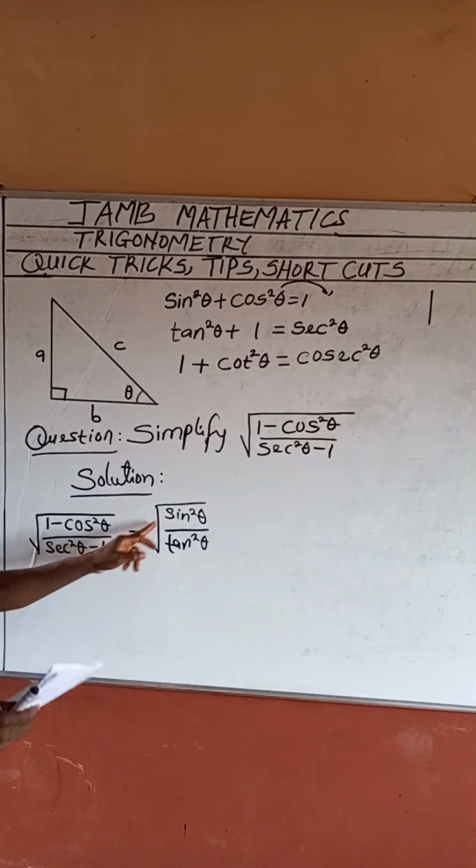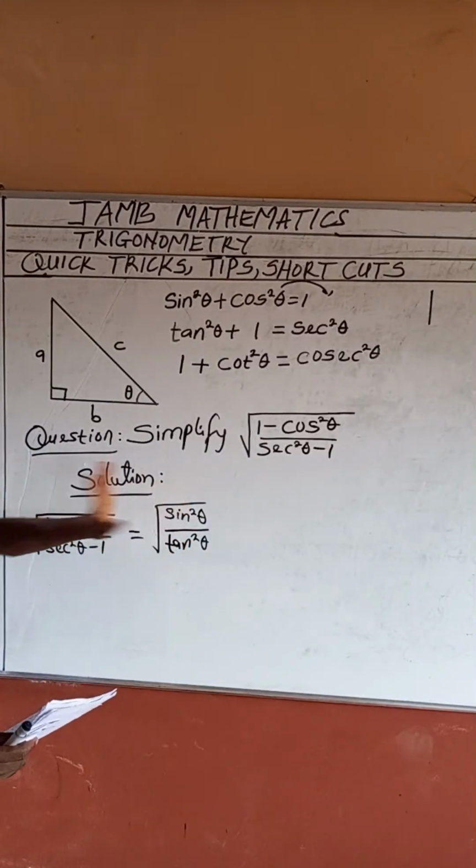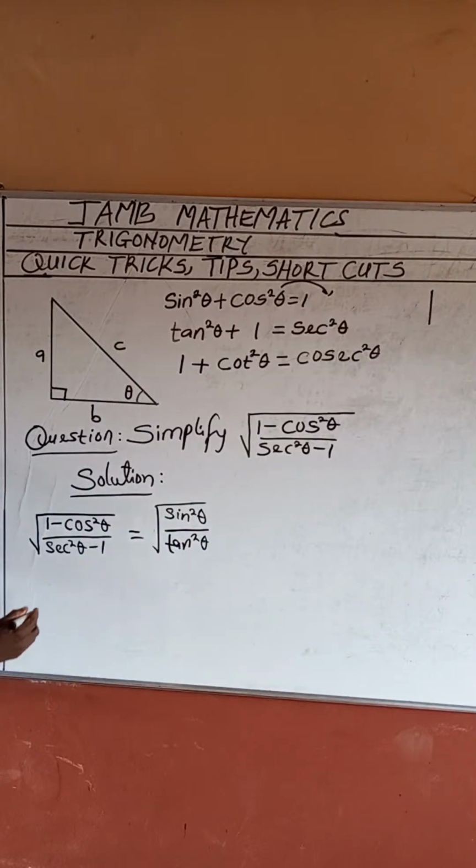Now this is a square root, and these ones are already squared, so the square root will cancel the squares, right? Which means we are now going to have sin theta divided by tan theta. This is what it's going to be, but this is not the end of the work.